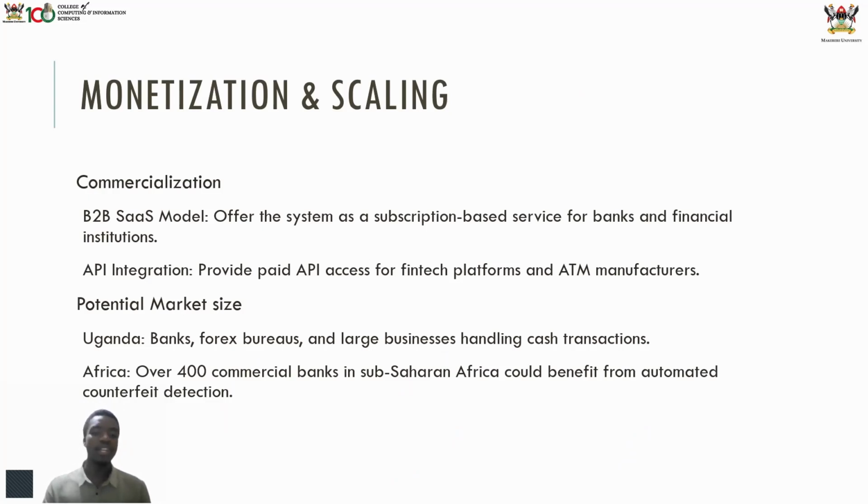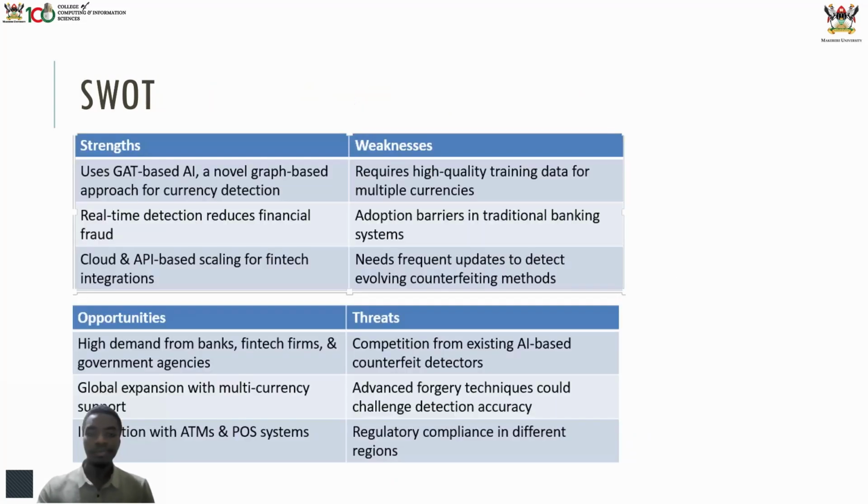Then the potential market size, for example, over 400 commercial banks in sub-Saharan Africa could benefit from this automated counterfeit detection. And then we're part of SWOT analysis. I will talk about the strengths, weaknesses, opportunities, and the threats. The strength, we are having, of course, the model itself. It's a graph-based approach for fake currency detection. Then real-time detection reduces financial fraud.